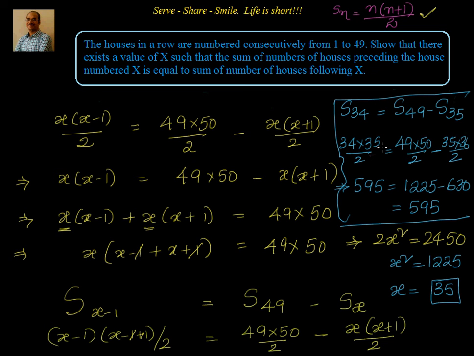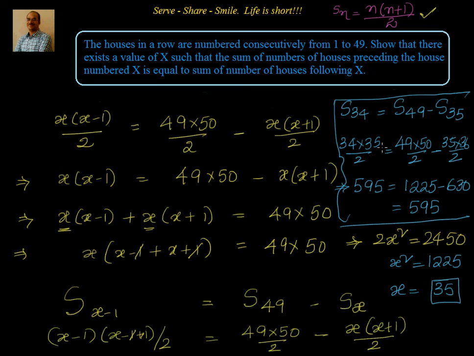So the x value is equal to 35. That means in between 1 to 49 there is a house number 35. You just go before 35, up to 34. So 1 to 34 you add all the numbers. The value of that is exactly equal to, go to 36 after 35, from 36 you go to 49, add all the values between 36 to 49. So those sums, both of them are equal. That's nothing but equal to 595. So the x value is equal to 35.